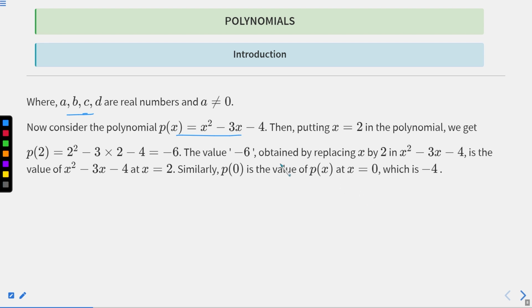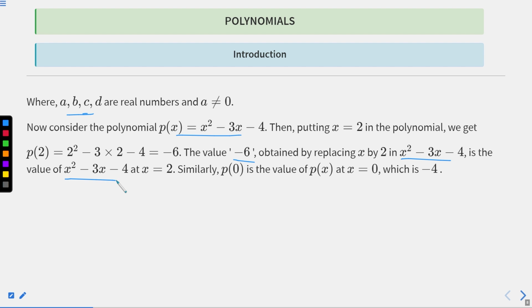So the value minus 6 we obtain by replacing x by 2 in x square minus 3x minus 4. Here we replace x equal to 2 and we get the value of p of 2. So the value of x square minus 3x minus 4 at x equal to 2 can also be written as p of 2. Similarly, p of 0.